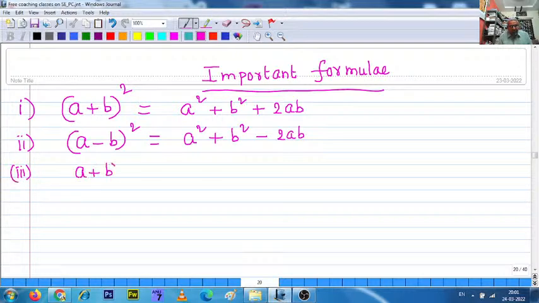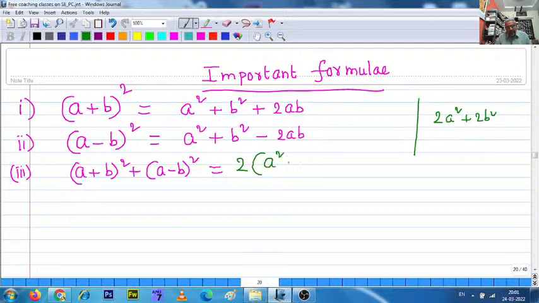That is A plus B whole square plus A minus B whole square. If you add, what do you get? 2AB and minus 2AB cancel. A square plus A square, you get 2A square, and plus 2B square. Take 2 common: 2 into A square plus B square. Clear now?